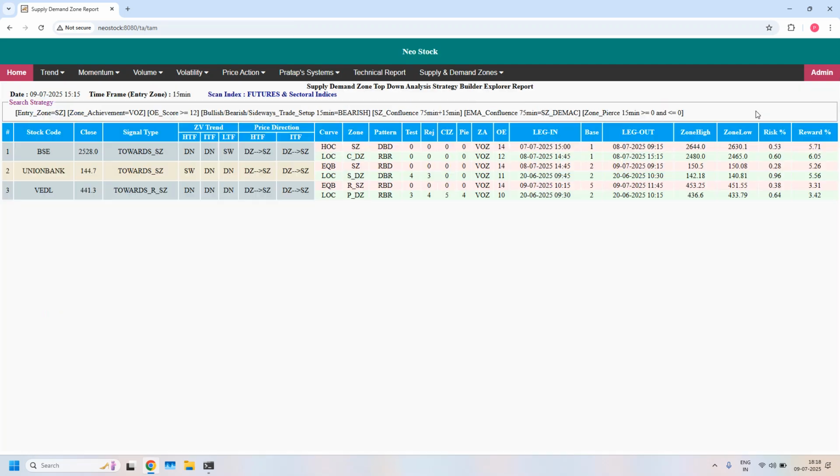After setting the filter, we got 3 stocks. That means these 3 15 minute supply zones might have a higher probability of success, provided less than 20 checklist items are satisfied. Otherwise, there are higher chances that the zone might be violated.